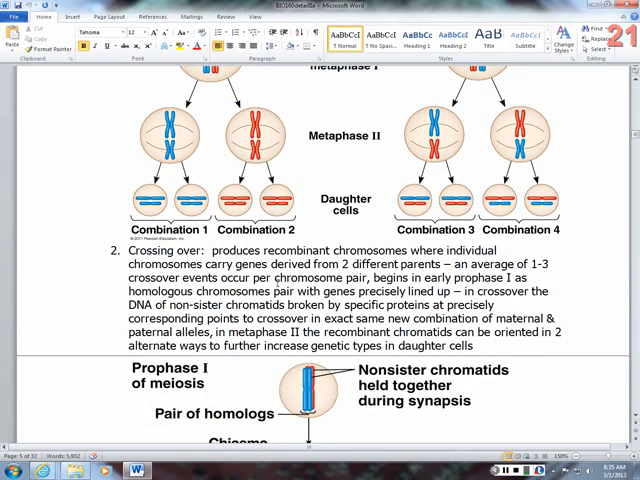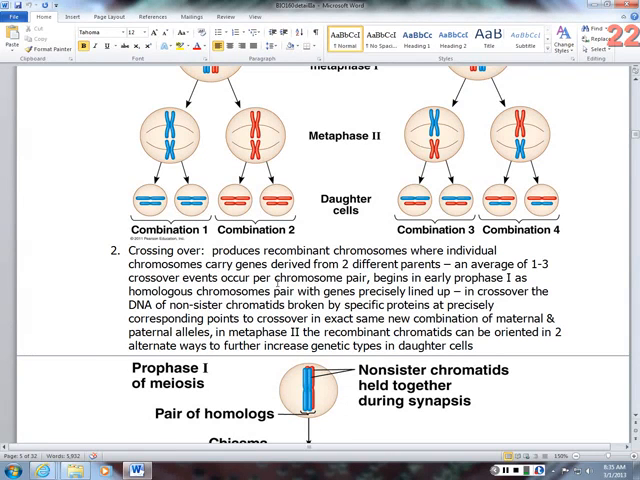So it's an average of 1 to 3 crossovers per chromosome pair. This will begin early in prophase 1 as the homologous chromosomes pair with the genes precisely lined up. So when they're lined up right next to each other, some of them will trade places. So in the crossing over, the DNA of the sister chromatids is broken by specific proteins at precisely corresponding points to create a new combination.